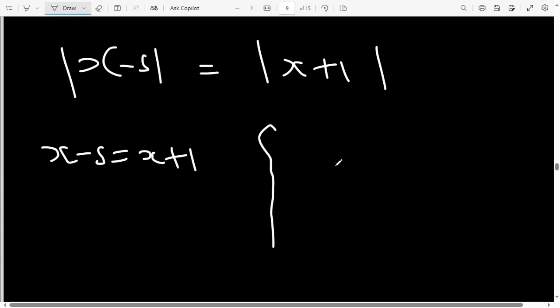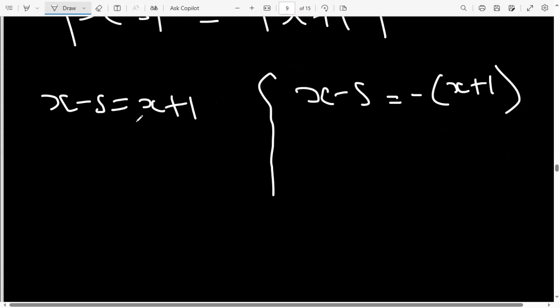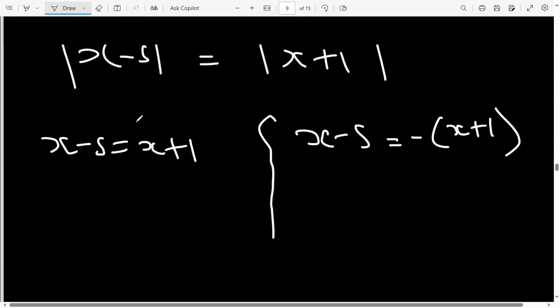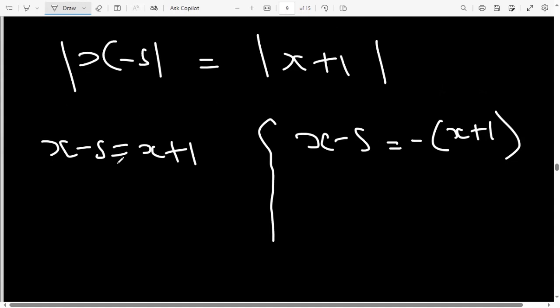On the other side, the other equation will become x minus 5 is equal to, and then we have to add a negative to this guy. So it will be minus x plus 1, like this. Okay, so this one here, what is it going to give us? This one here gives us no answer.